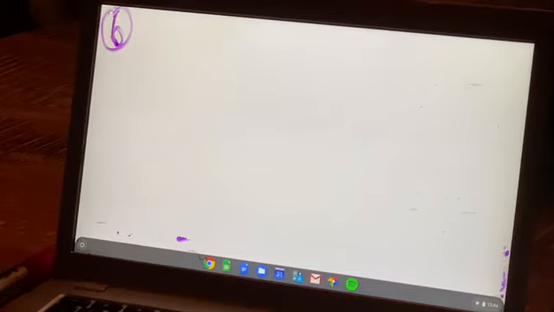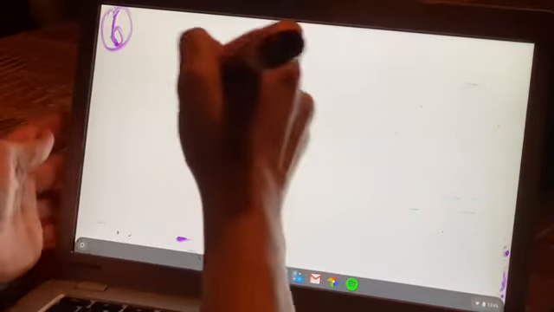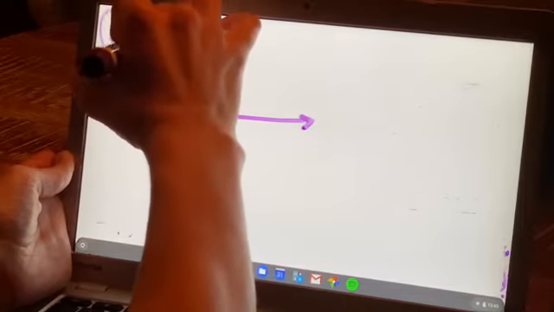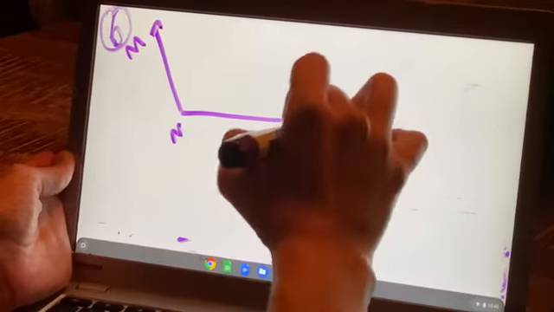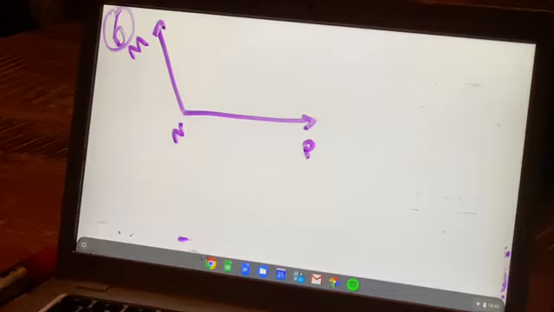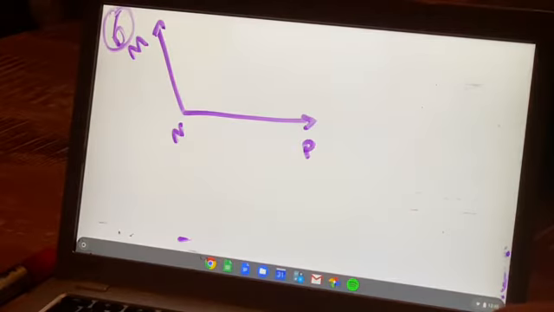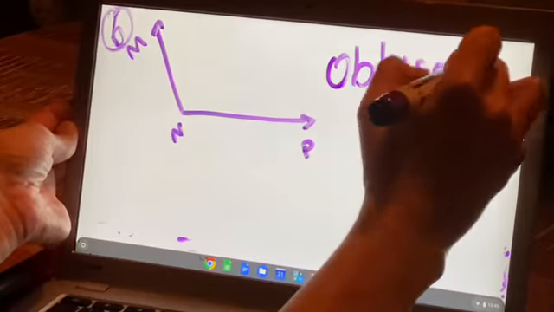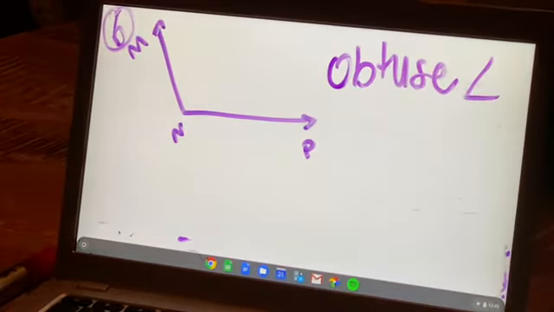Number 6 is asking you a question. It has this angle, which I think you guys understand. It looks kind of like this, right? It has M, N, P. And it just says, what type of angle is this? Do you guys remember what kind of angle it is when it's wide like this? Who remembers? It's called obtuse, right? So this is an obtuse angle.